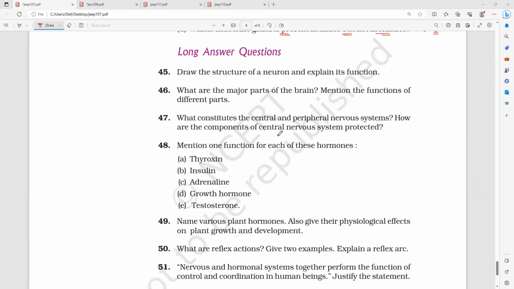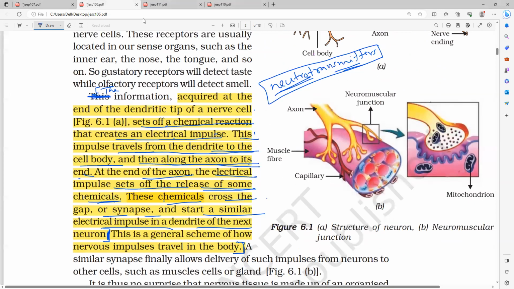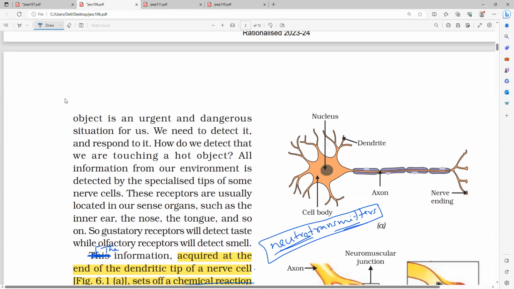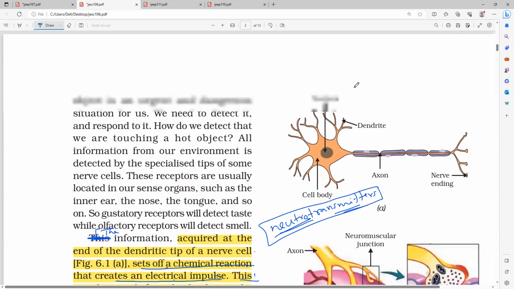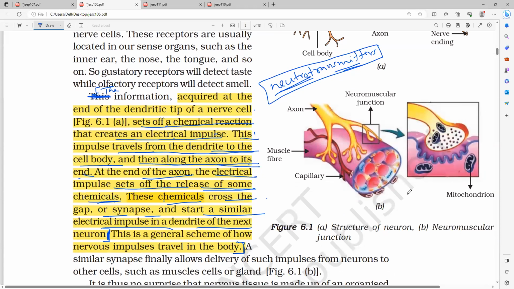Next, draw the structure of neuron and explain its function. So we all can make it. That's why I said practice this diagram. It's a very important diagram. Nobody has to miss this diagram. Sometimes they'll ask this also. Last year, in some pre-board exam, they asked this diagram.